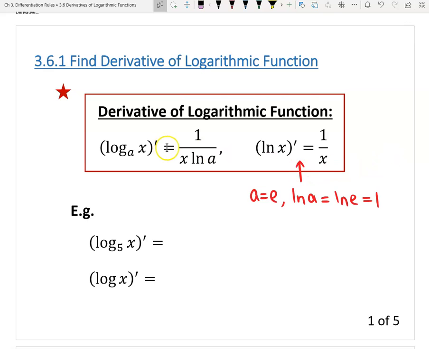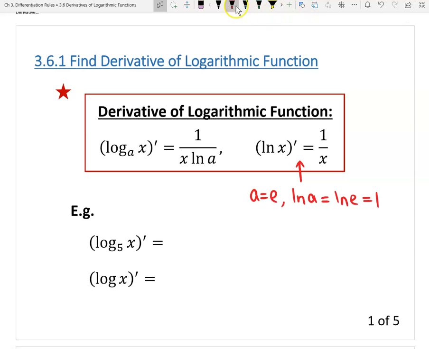Okay, so we will prove the first formula later. First, we are going to look at 2 very simple examples of how to use the first or the second formulas. Log base 5 of x, which means we have to use the general formula, the first one, right? The base a equals 5. Therefore, we have 1 over x times ln 5.